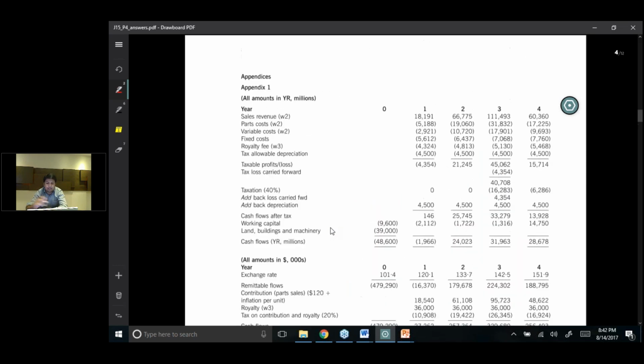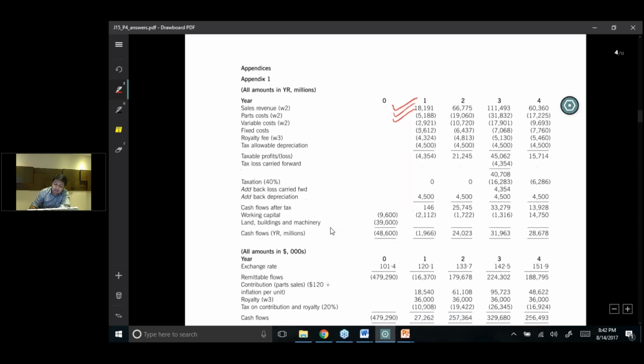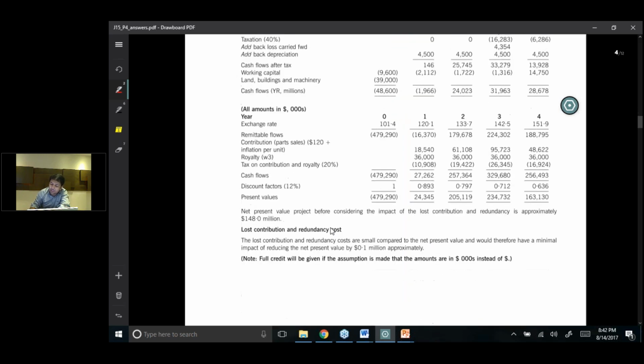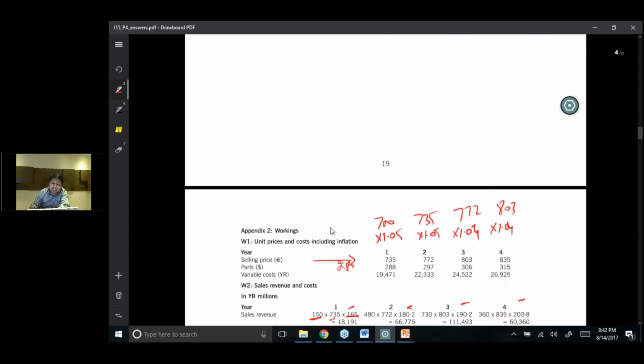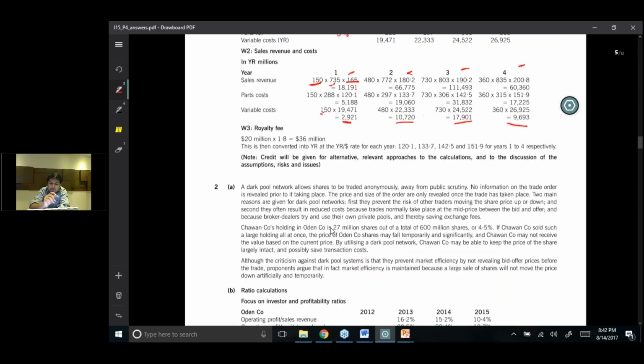Okay, this is the main performer. You have calculated the sales, and you have calculated the parts and variable cost. Fixed cost was simple. Fixed cost is simply inflated with the inflation rate of YR. Then you have calculated the royalty fee. Remember, the royalty fee was 20 million that you negotiated with the government. It has been increased by 80%. So now the royalty fee is $36 million.